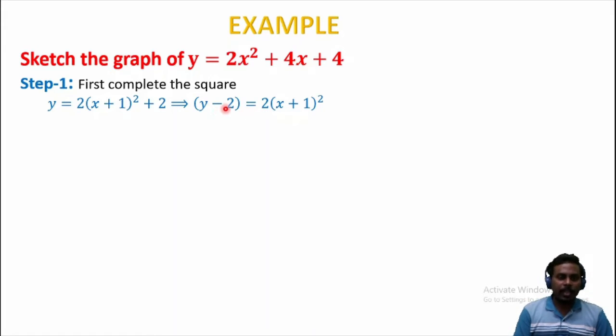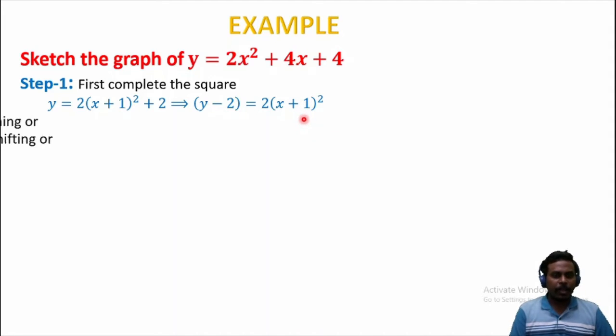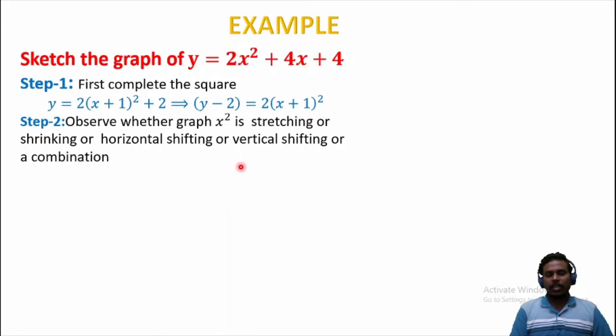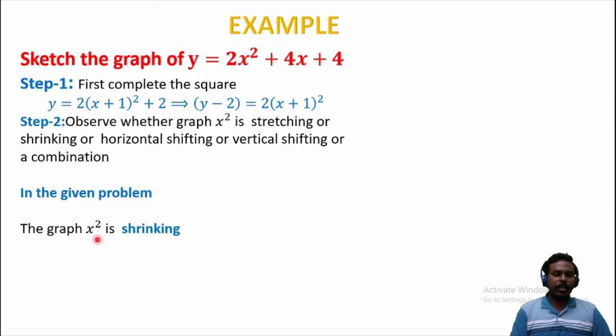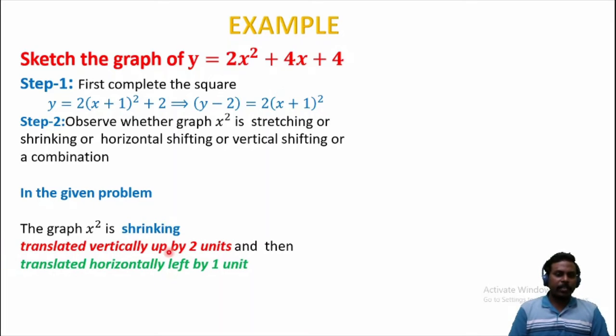There is a vertical translation and there is a horizontal translation. These are our observations. In the given problem, what actually is happening? The graph x square is getting shrunk because of these two factors, and translated vertically up by 2 units. What will be the deciding factor? Y is replaced with what? Y minus 2. So whenever this is minus 2, the graph will translate vertically up.